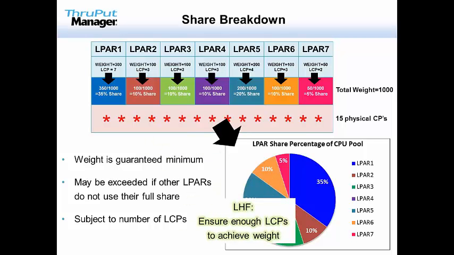Low-hanging fruit. Pointed this out already, but just to be clear. Ensure that you have enough logical processors to achieve your weight. And by that I mean, if I take this 35% share, that's going to work out to about 5 or so CPs. Well, if I only configured, say, 3 logical processors, as I do have on some of the smaller LPARs, I would be unable to achieve that weight. I would only be able to access 3 out of the 15 physical CPs in the pool, which is less than 35%. PR/SM will accept it. You can enter that number, but you would be, as we say, shooting yourself in the foot.